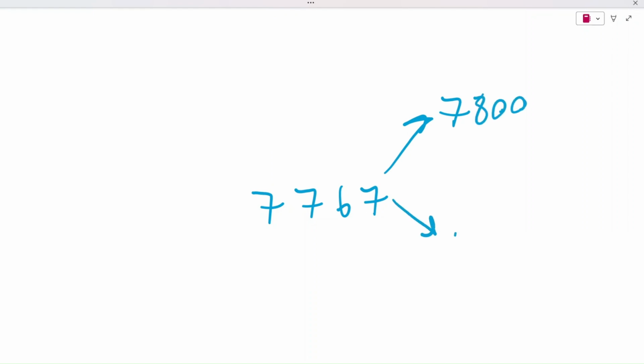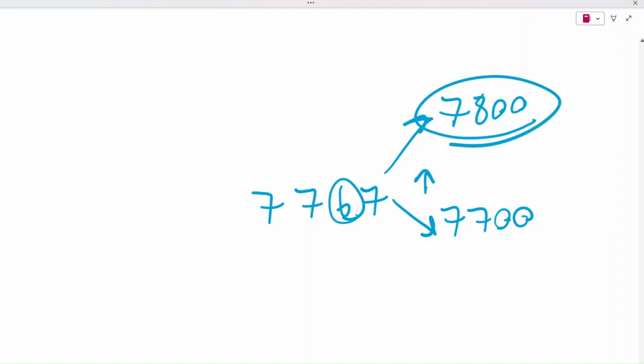Let's do one more like that. Say we have 7,767. Well, we want to round to the nearest hundred. So we either get 7,800 or we get 7,700. Well, we know the 6 rounds up, so we get 7,800.